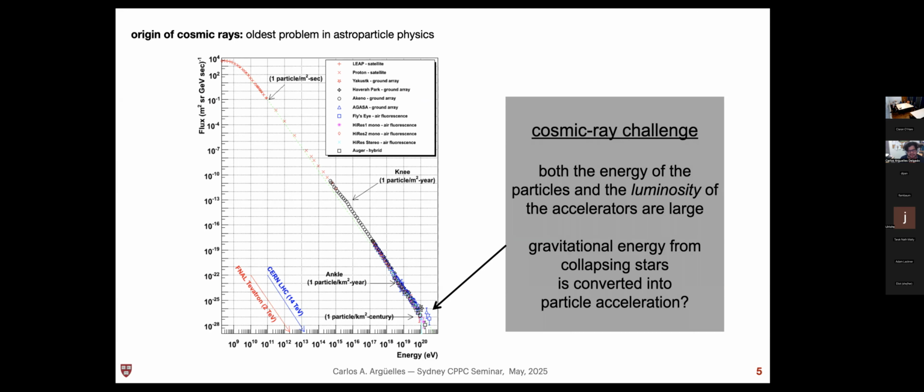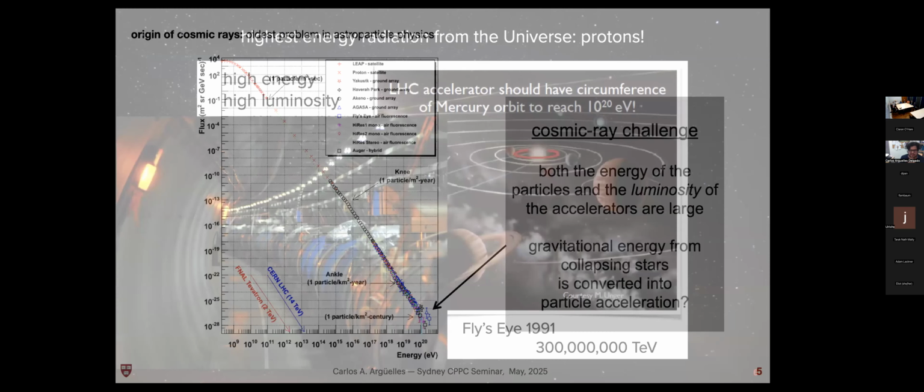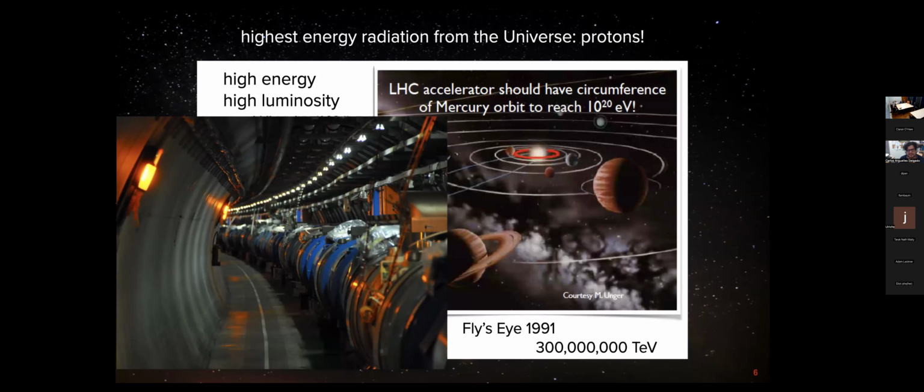And so the question is, how is the universe producing these extremely high energy cosmic rays and what are their sources? The highest energy cosmic ray was seen by Fly's Eye several decades ago, and it has 300,000 TeV in energy. And if you were to use conventional technologies to create such a particle, you would need an accelerator roughly the size of Mercury.